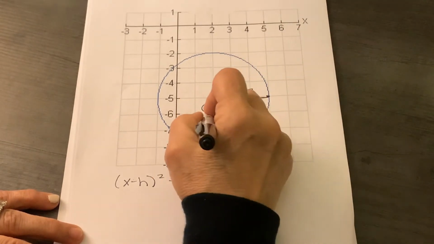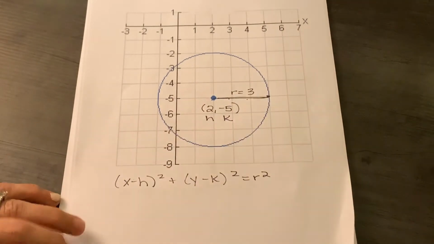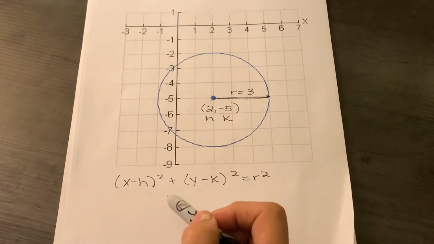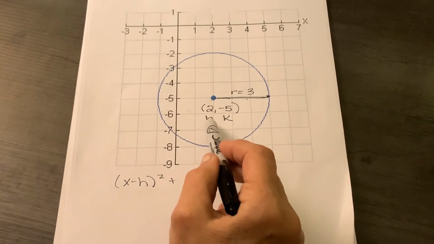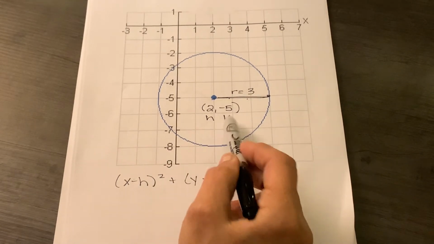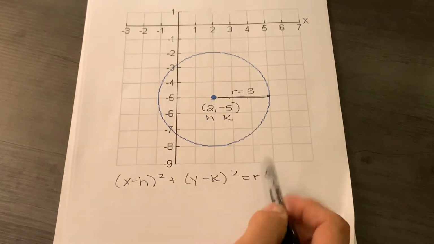Now what I'm going to do is this will be my H and that's my K. Those are the letters that they use to actually represent the center of a circle. So that H is like your X and your K is like your Y. So that H is going to go here and that K is going to go here. And your R is literally going to go here.